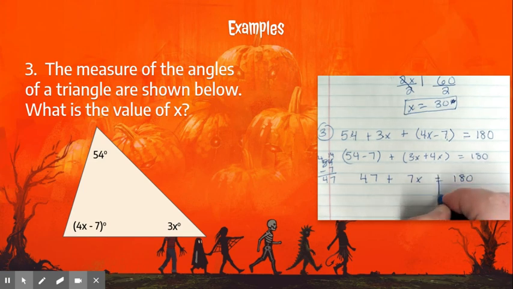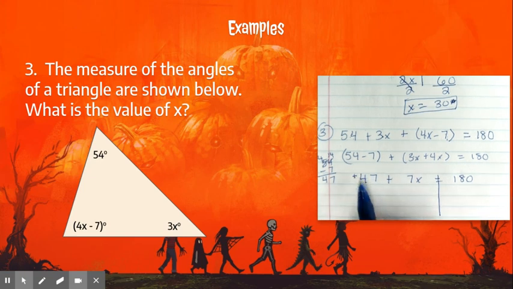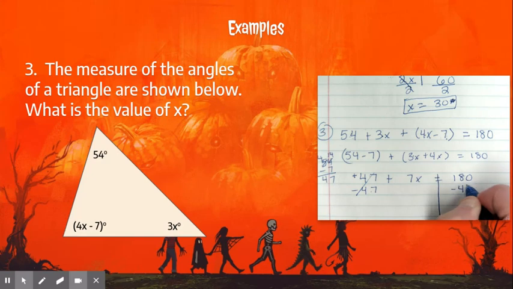Now I'm going to solve it like normal. I want to do the number without the x first. That 7 is with an x. So I want to do 47, and it's positive 47, right? If that's positive 47, I want to subtract it, because 47 minus 47 is 0. So I'm left with 7x here.